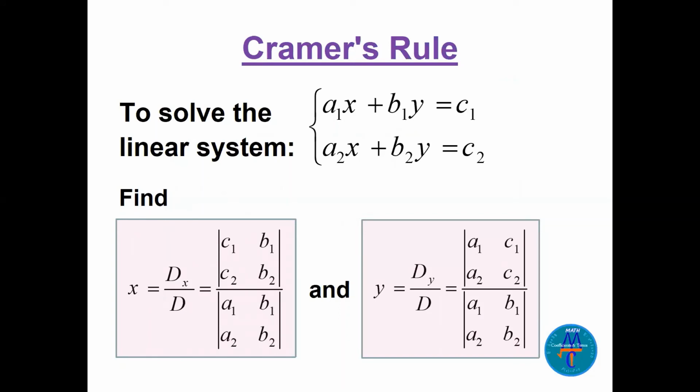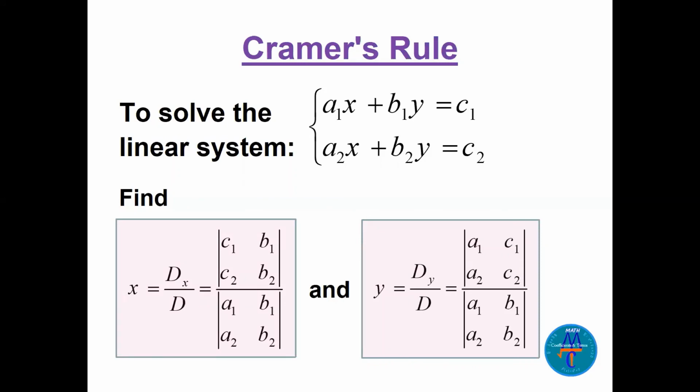So we have a system here, A1x plus B1y is equal to C1. These are numbers. A1, B1, C1 are numbers. A2x plus B2y is equal to C2. Remember, these are coefficients, constant real numbers. Now, to find x directly, see in Cramer's rule, directly we go to the x, directly we go to the y. So what do we do? We find Dx over D.